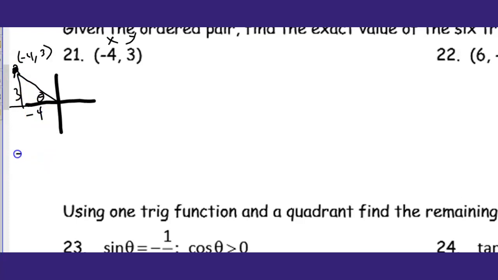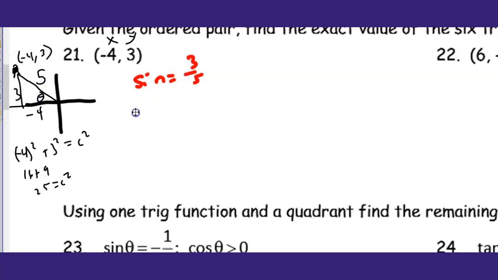And then Pythagorean Theorem. -4 squared plus 3 squared equals c squared. That's 16 plus 9. That's 25 equals c squared. Square root both sides, you get 5. Alright? So now I have my triangle and I can find my 6 trig identities. But this time, remember, you got to use the triangle rules. So sine is opposite over hypotenuse. Cosine, adjacent over hypotenuse. -4 over 5.